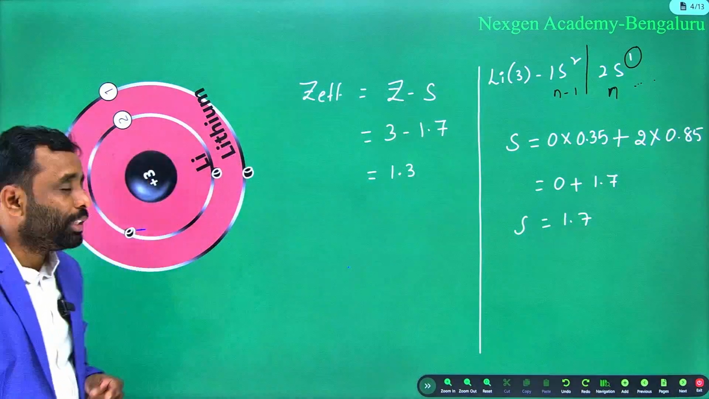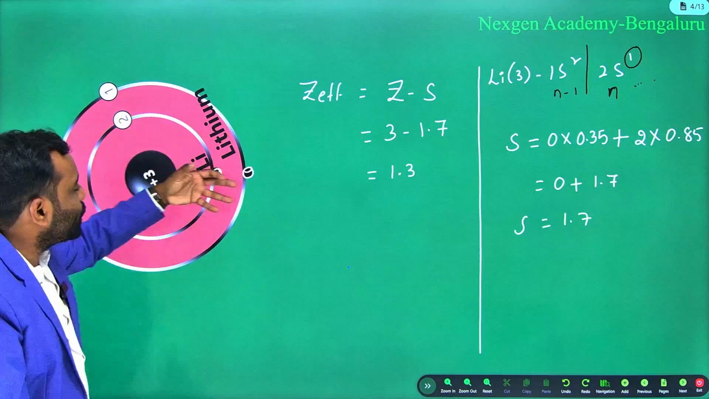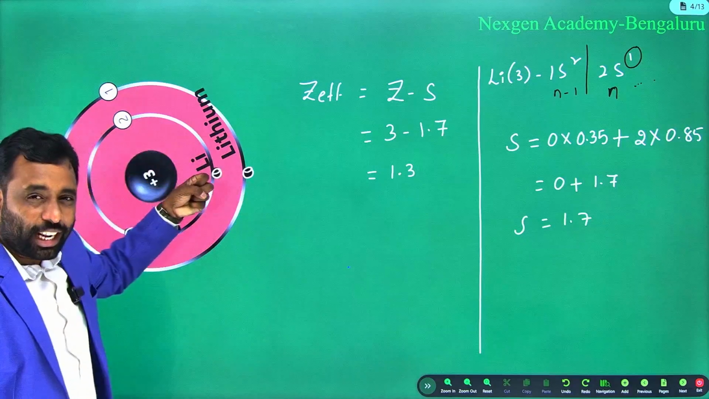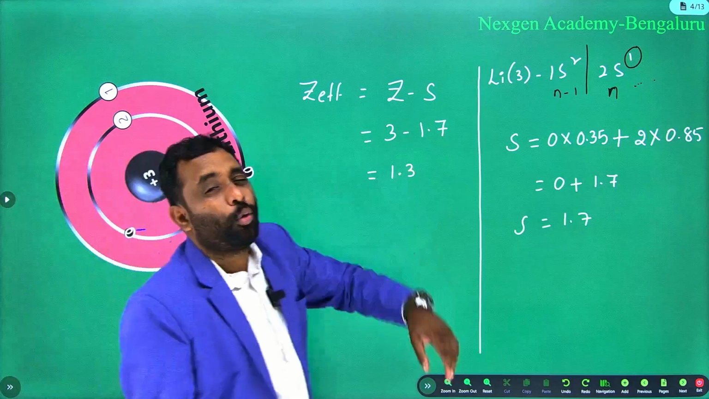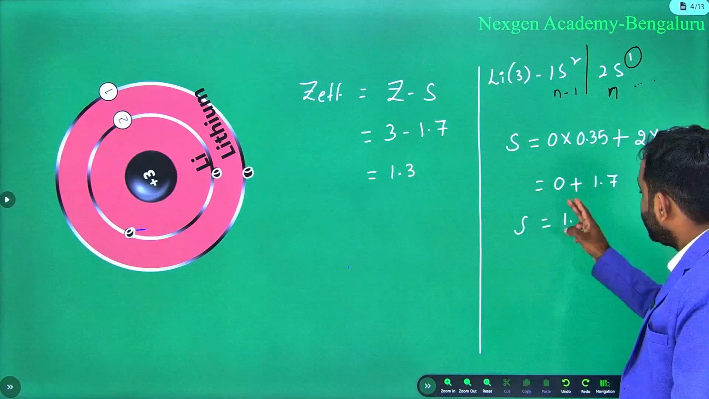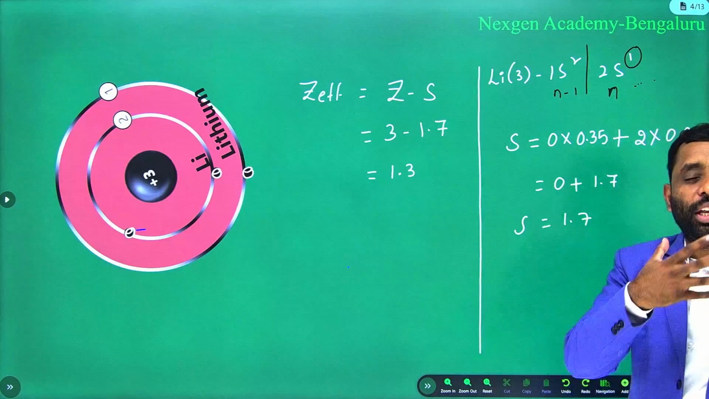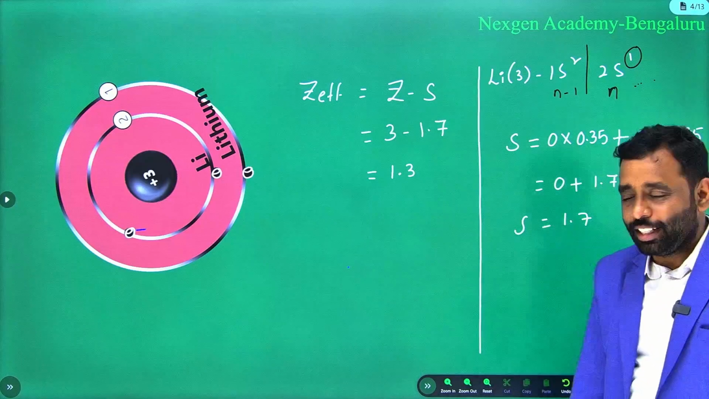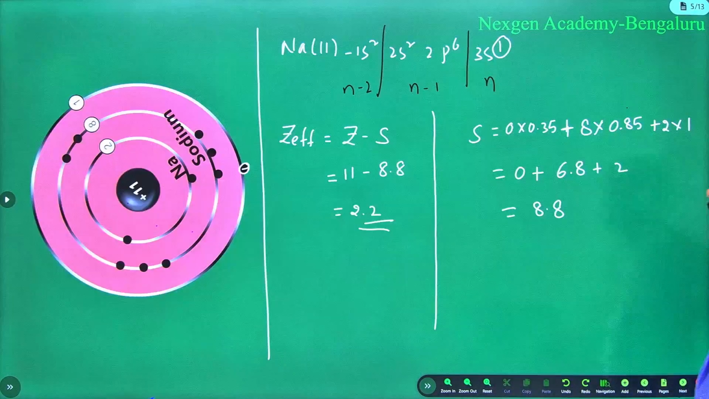The meaning of this is that this outer electron is expected to have 3 protons' attraction, but it is experiencing 1.3 protons' attraction only. That means the inner electrons are shielding this much nuclear attraction from the nucleus. Clear, right? Next one, sodium.